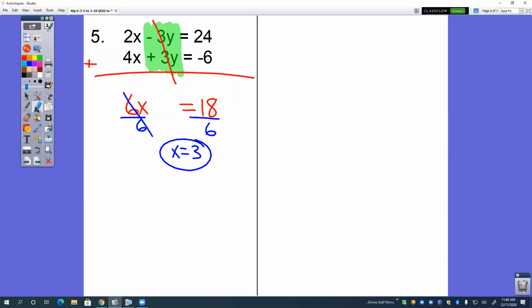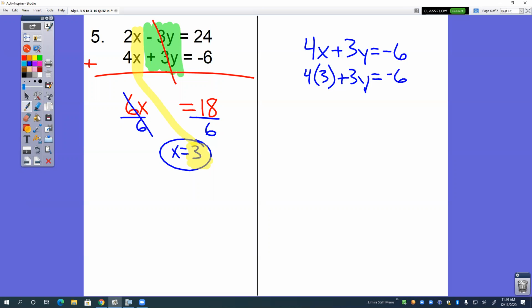You now have your choice. You can take this 3 as our x and either sub it into here or here. Doesn't matter which one. I'll sub it into the second one. So I'm going to sub it into 4x plus 3y equals negative 6. I'm going to take my 3 and sub it in for x. So I'm going to have 4 times 3 plus 3y equals negative 6.